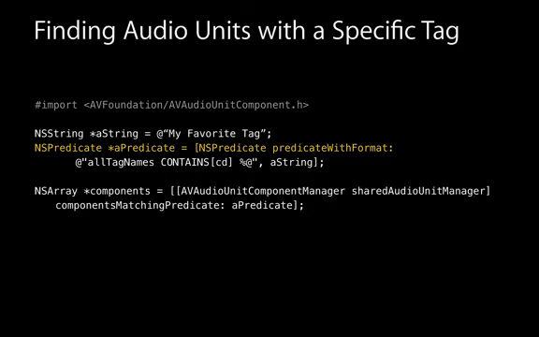To find an audio unit with a specific tag, in this example, I'm going to use the NS predicate filtering mechanism. Here I'm defining a predicate. It says that the component has to have the all tag names property containing a particular string, in this case, my favorite tag. And this is the identical search string that you just saw in my demo. Once you've defined the predicate, you get an instance of the shared AU manager, and then call components matching predicate, which returns an array.